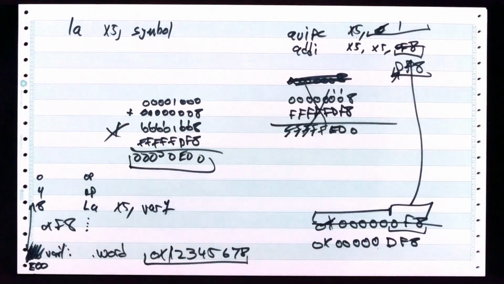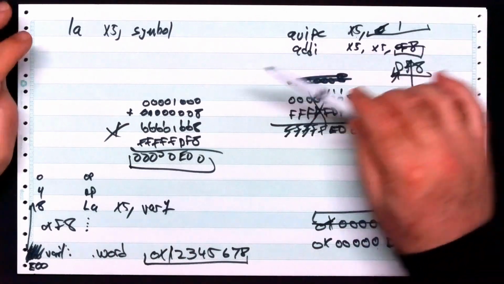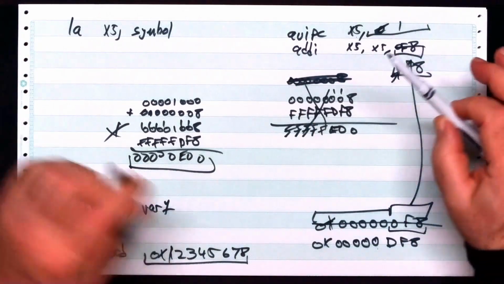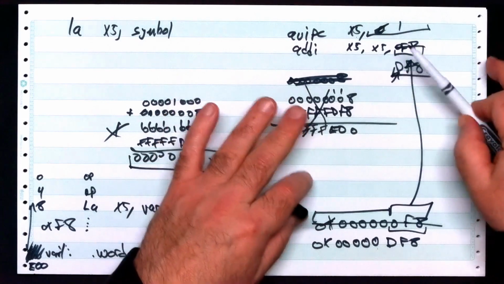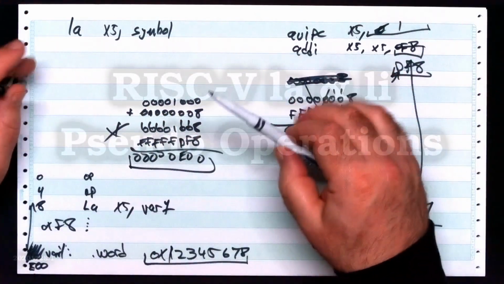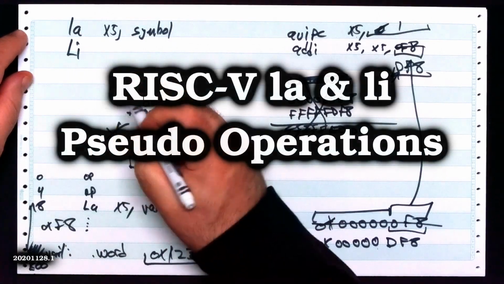All right. So now we have a good understanding of what LA and LI does and this weirdness going on. We don't have to worry about this when we write the assembler, which is great because it's otherwise a big pain in the butt. LA and LI are our friends.